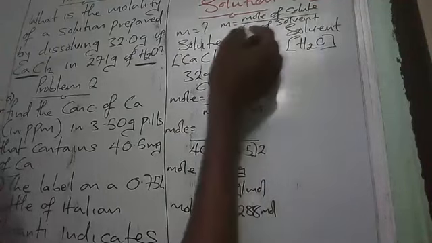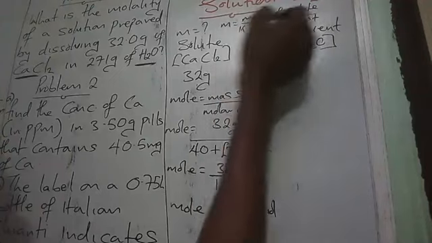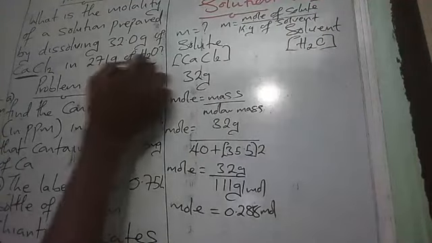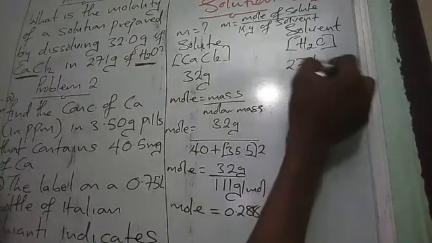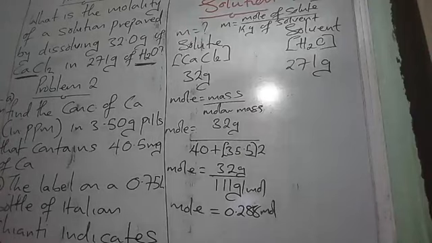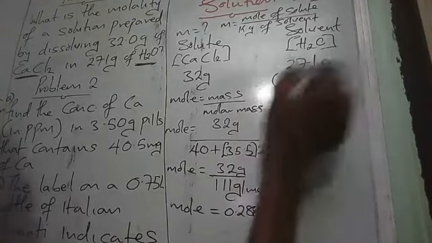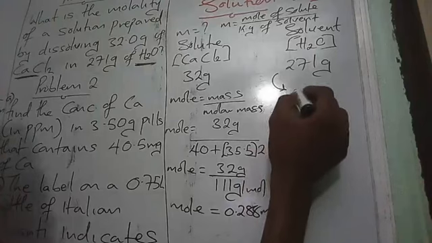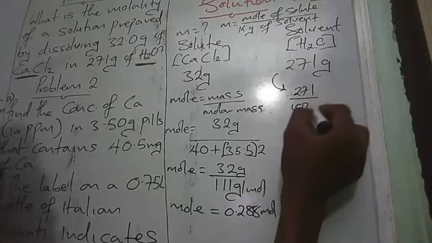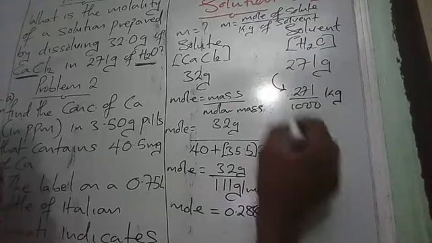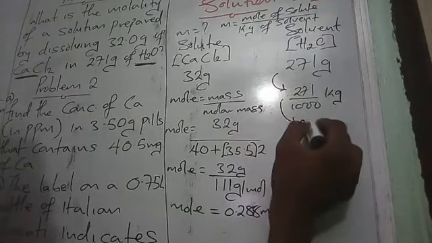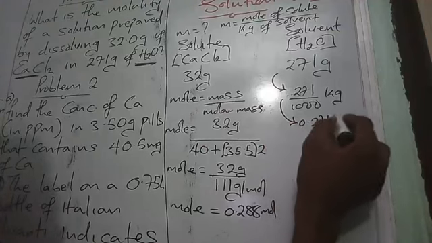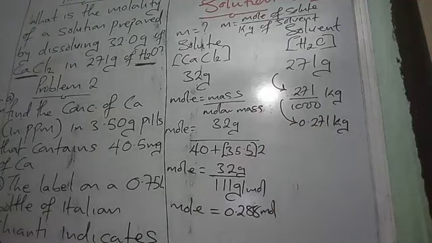But in the formula, we also need kilogram of solvent. That formula is mole of solute over kilogram of solvent. They gave us in the question already the gram of our solvent. They said 271 grams of H2O. So having 271 grams, we have to convert it to kilogram. To convert this to kilogram, divide it by what? 1,000. And that gives us 271 all over 1,000 kilogram, which will be giving us 0.271 kilogram.